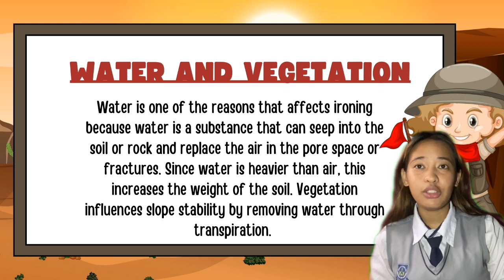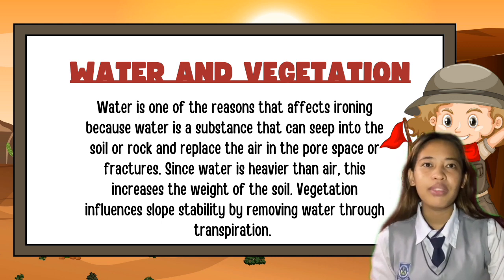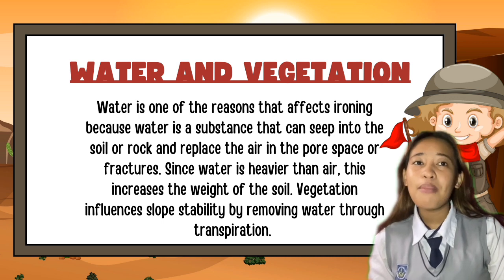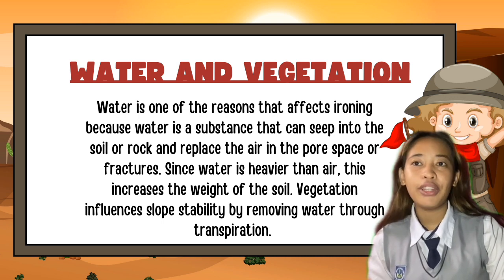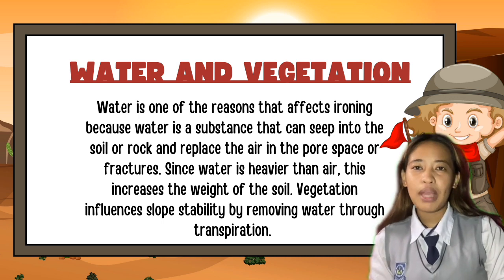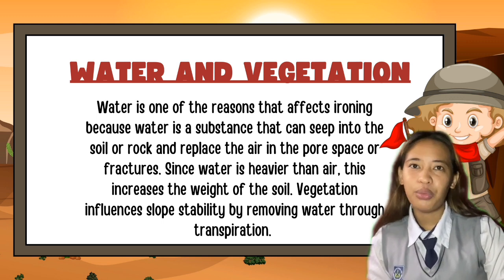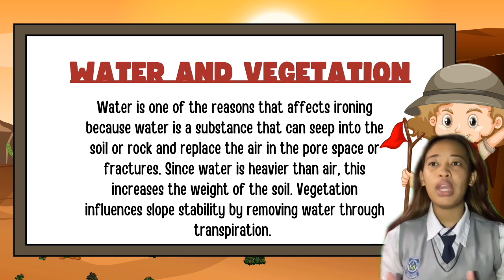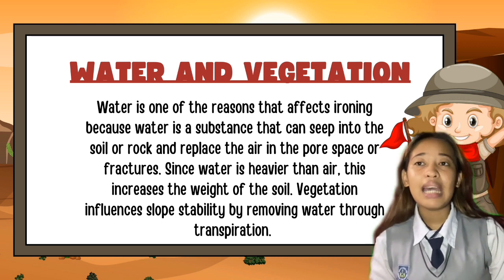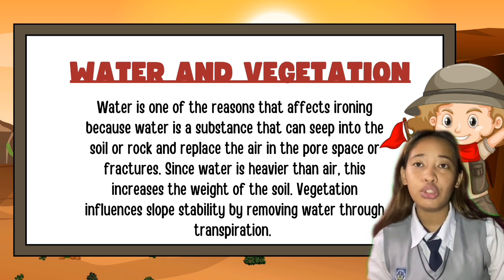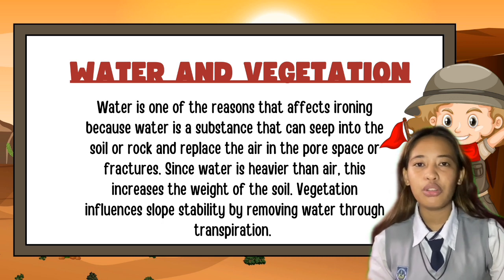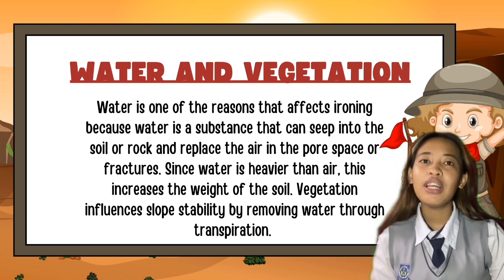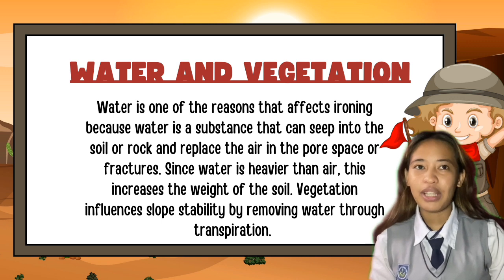Vegetation influences slope stability by removing water through transpiration. To illustrate, imagine a rock and dirt-covered hillside. Water penetrates the soil after a hard rain, filling in the spaces between the particles and adding weight to the soil. This added weight may increase the slope's susceptibility to instability, particularly if the soil is saturated.